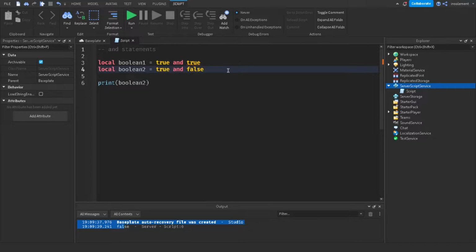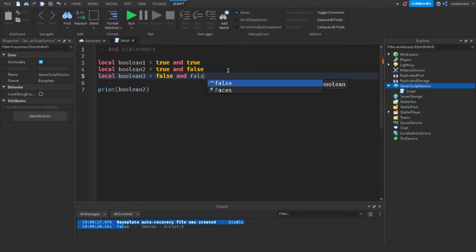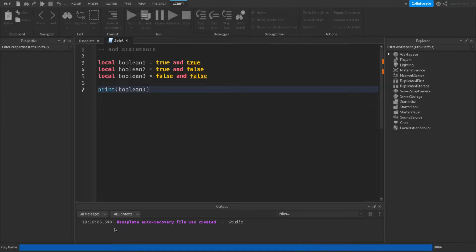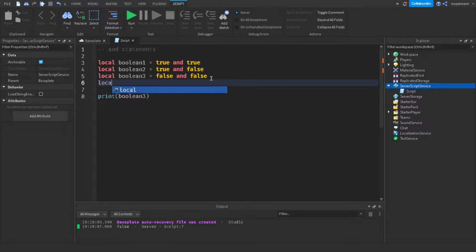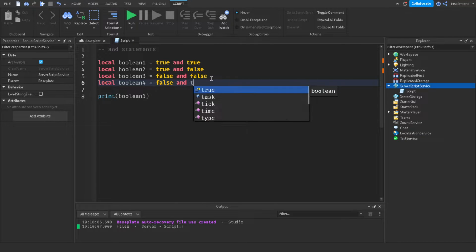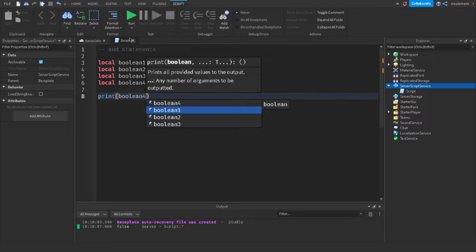So what if I were to do false and false? Like I said, and statements need both sides to be true in order for the statement to be true. But here we have both sides being false, which would be completely false. So if I were to run it, it would print false. So let's say I had this side false instead, and this side true. Again, and statement needs both sides to be true, but this side is false, which would mean the statement is false.